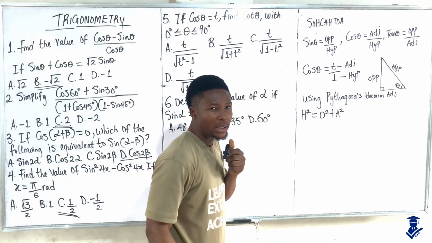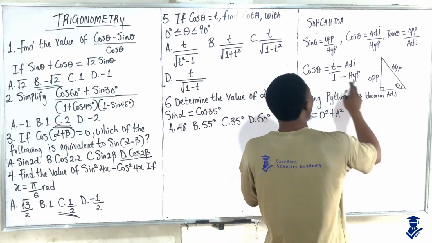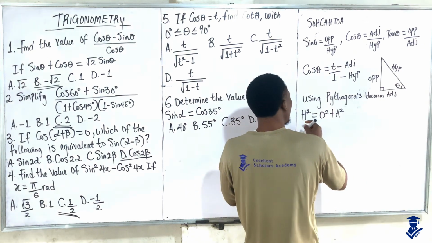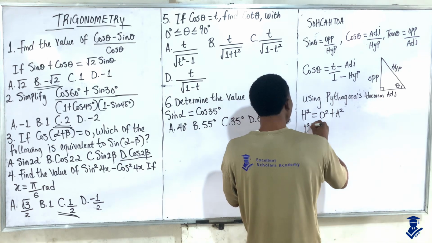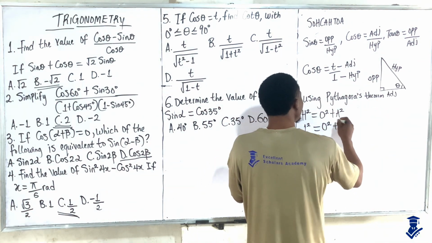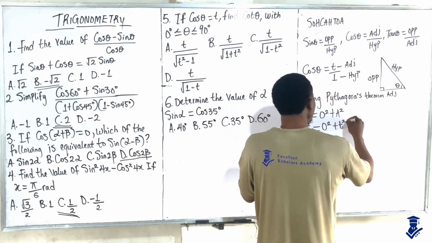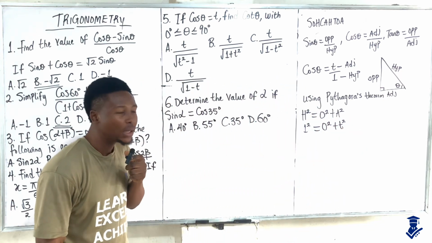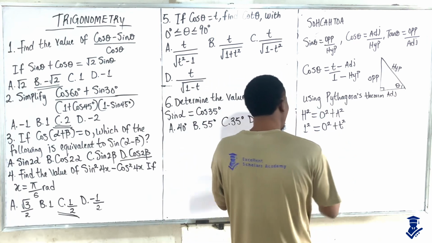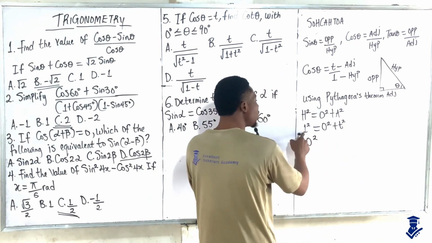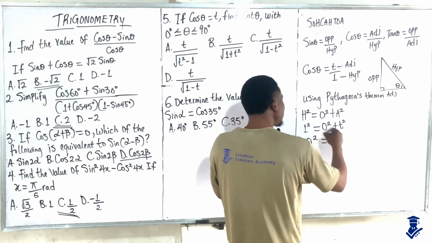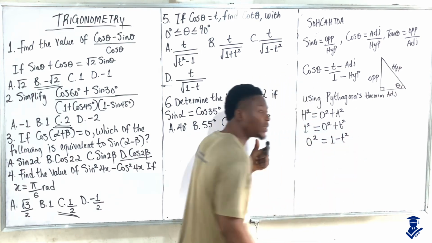Now, let's continue. We are looking for the opposite. So, the hypotenuse we have already as 1. That's going to be 1 squared is equal to the opposite we don't have, which is O squared, plus the adjacent we have as t squared. Now, let's make O squared the subject of formula. O squared is going to be equal to, of course, 1 squared gives us 1. So, it's going to be 1. Now, take this to this side, I have minus t squared.